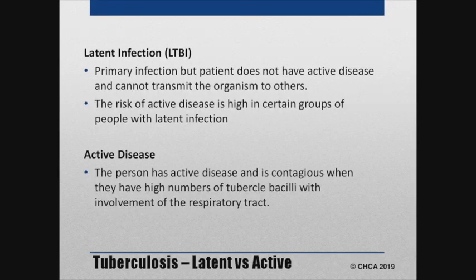So a latent infection, or an LTBI, is a primary infection, but the patient does not have the active disease and cannot transmit the organism to others. The risk of active disease is high in certain groups of people with latent infection. With active disease, the person is contagious when they have high numbers of tuberculous bacilli with involvement of the respiratory tract. And so this is why it's very pertinent that if other family members have been exposed, they are also assessed.